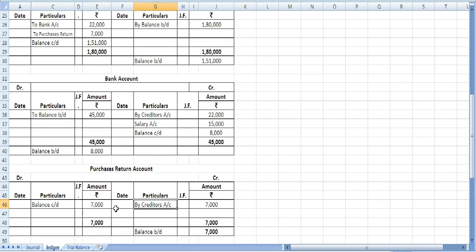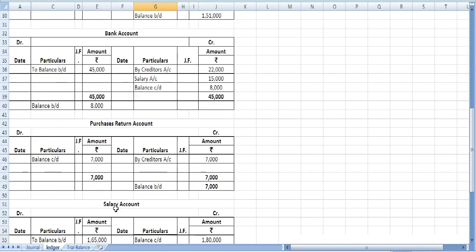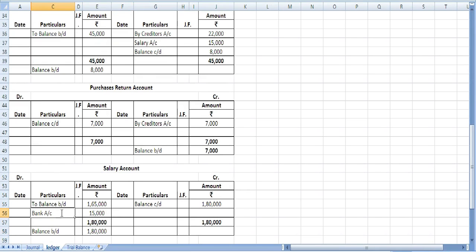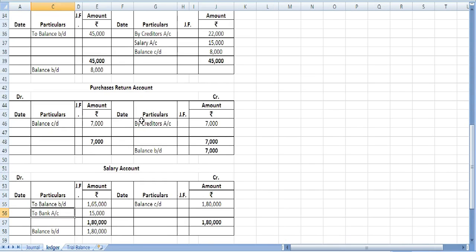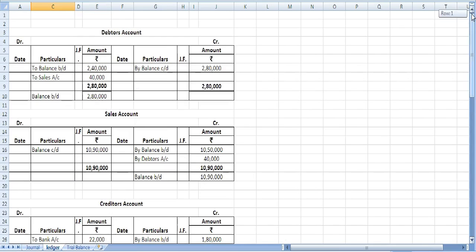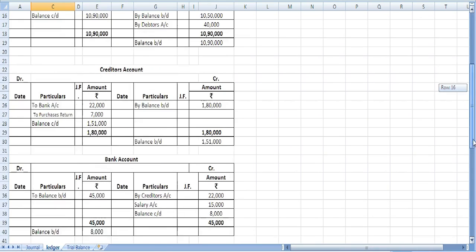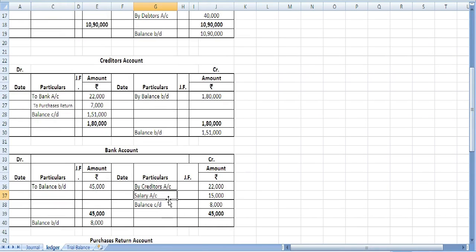Now we'll go to the salary account, and here it will become 'to bank,' 15,000. Then in the bank account it will become 'by salary.' So here in the bank account, we'll go down to the bank account, and this will become 'by salary.'